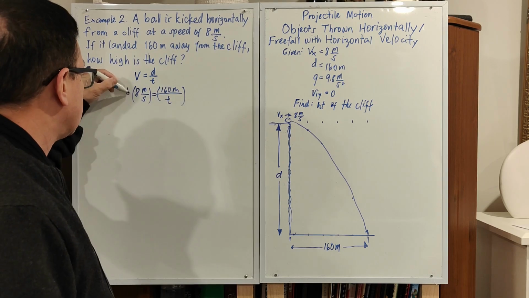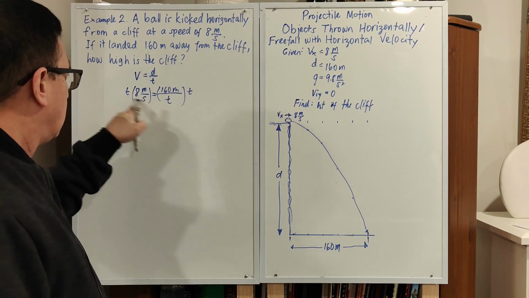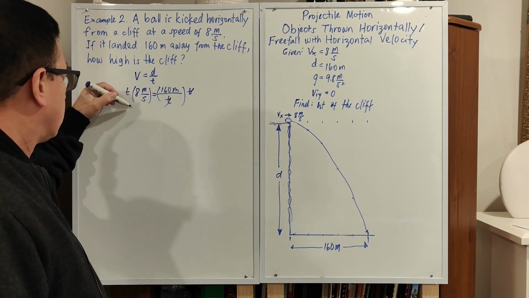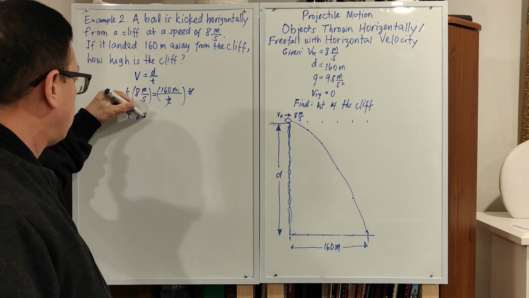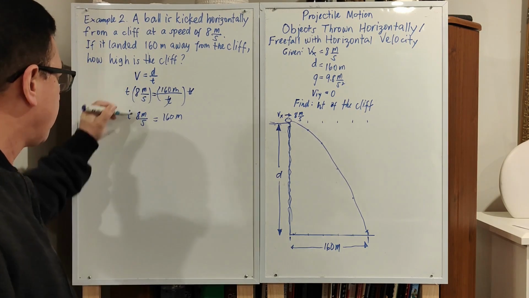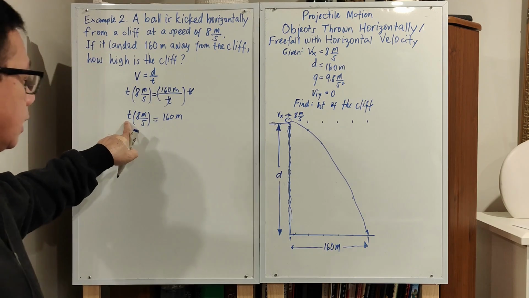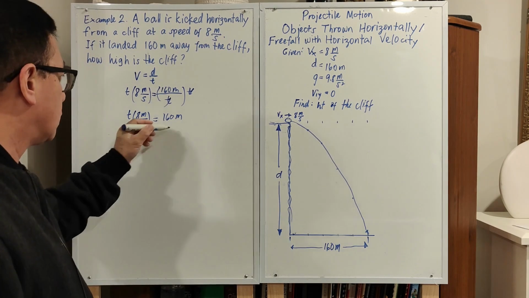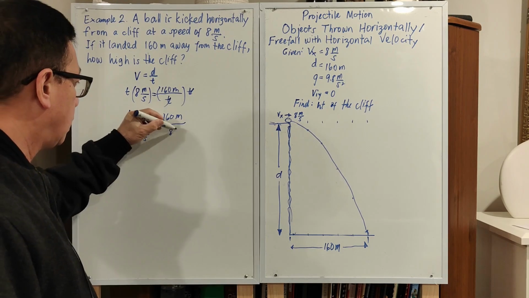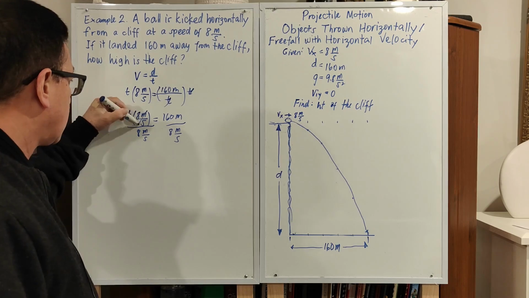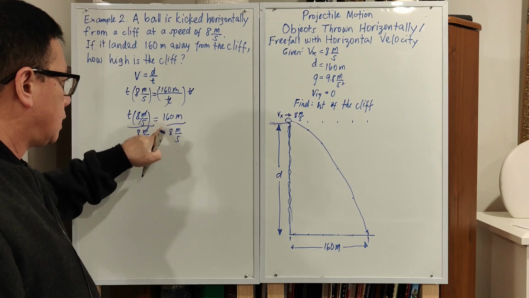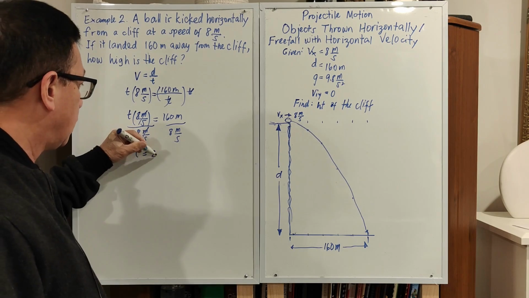So multiplying time on both sides to get the time on the numerator, we cancel out the time. So we have time times 8 meters per second is equal to 160 meters. So we want to isolate time, so we have to divide both sides by 8 meters per second. So this will cancel out. So time is equal to 160 divided by 8, which is 20.